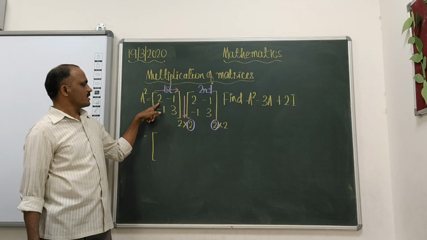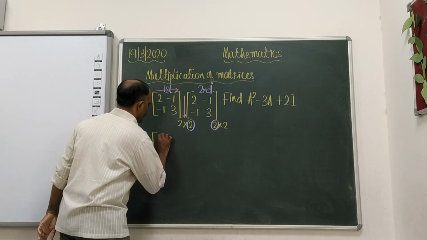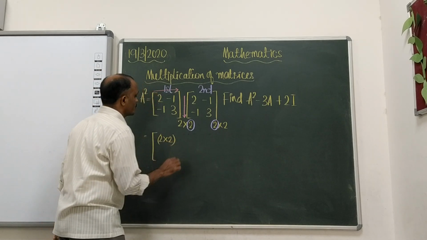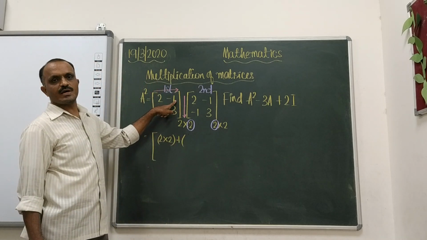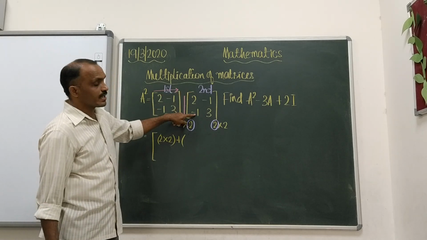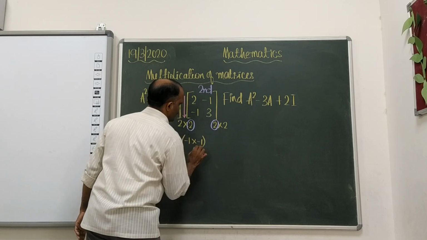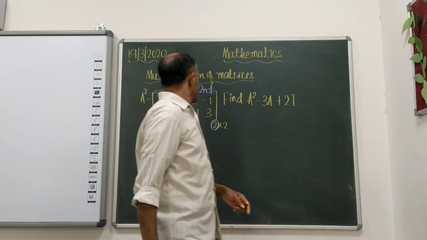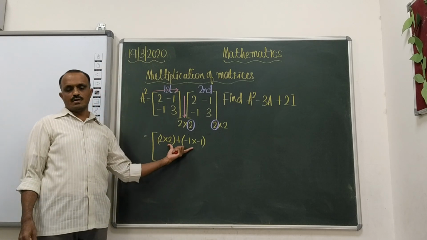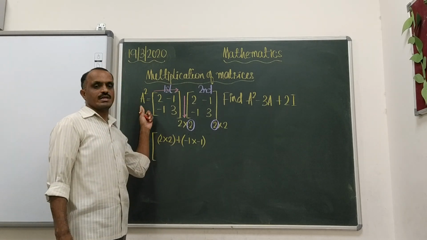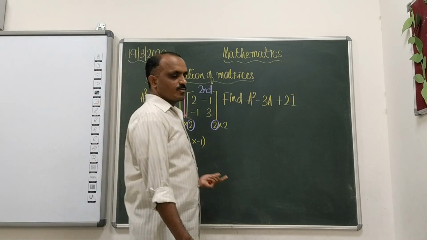In the first row, the first element is 2, and in the first column, the first element is 2. So we write 2 into 2 plus, then first row second element is minus 1, and first column second element is minus 1, so minus 1 into minus 1. Now this first row first column product becomes the first element of the resultant matrix. Our resultant matrix is A square.